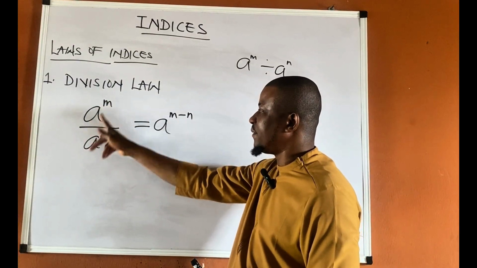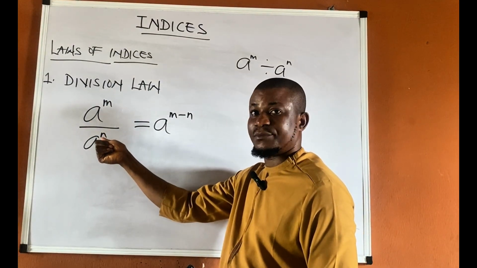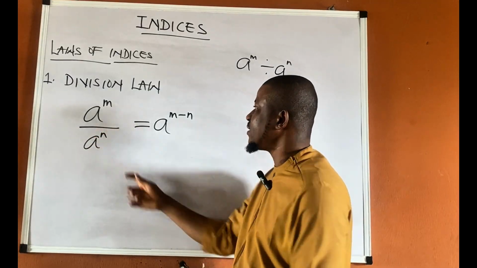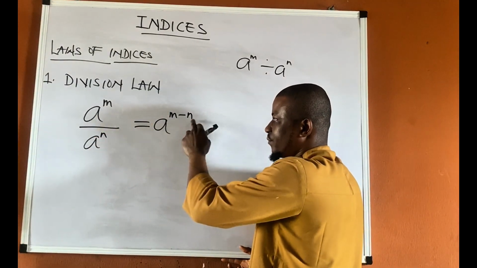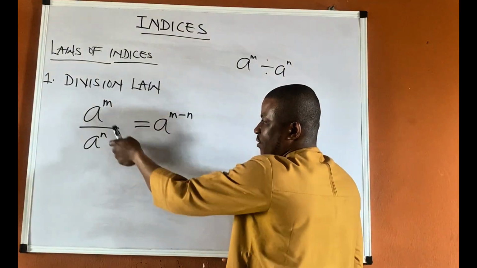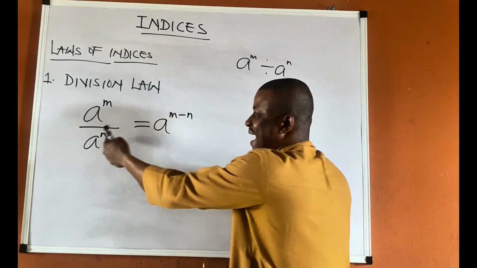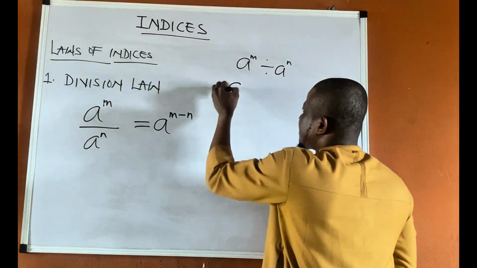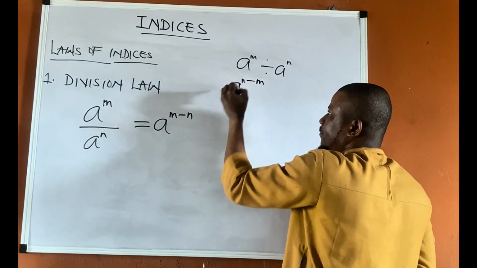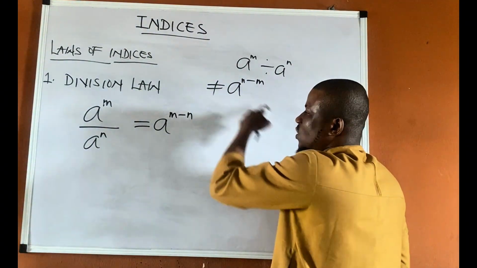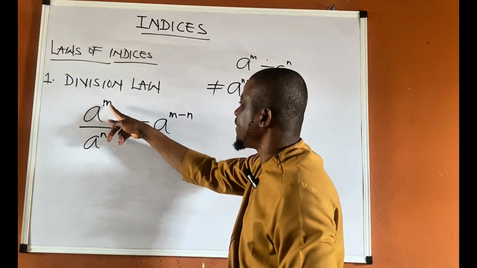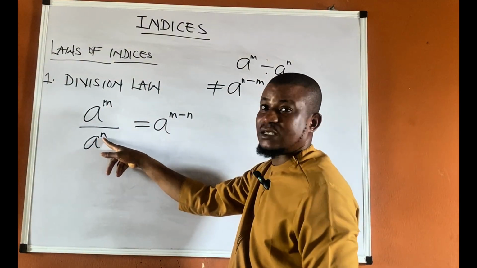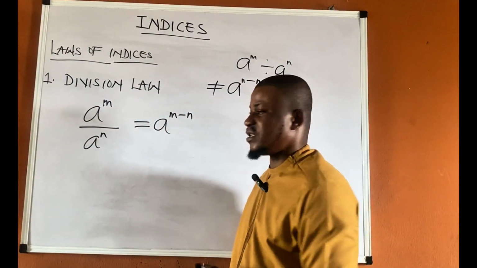A to the power of m divided by a to the power of n. They have the same base. You are dividing. You take one of the base, you subtract the powers, m minus n. Not n minus m. This is not equal to this. So it's definitely this one minus this. Let's look at some examples here.